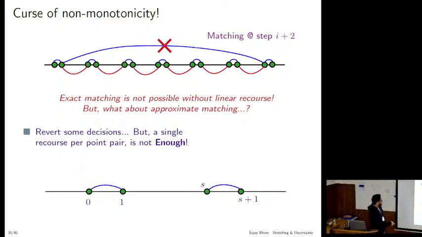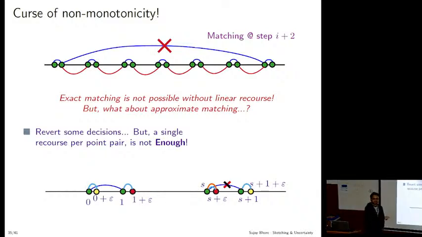Let me show you a quick example. Let's say that after 2 steps, your point pairs are 0, 1 and S is plus 1. It's again obvious that this is the matching. And so the adversary inserts these 2 points now. You have to destroy one of the edges and, let's say, commit to this one or that one. Now the adversary puts these 2 yellow points. You have to get to this blue matching. There is no way you can get it from that previous step, no matter what you have done with only one recourse.